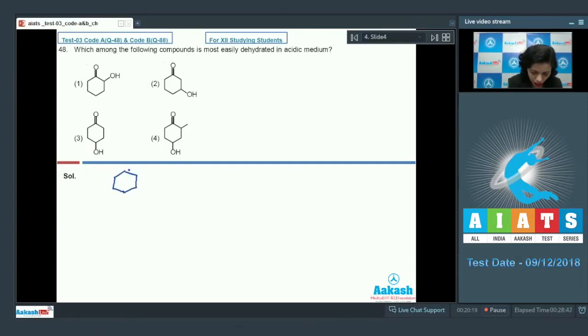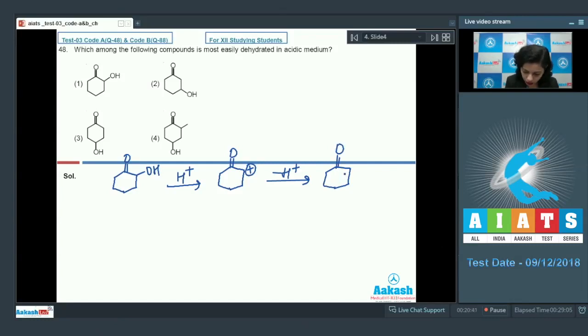So for the first option, this group is present at the second position. Now the acidic proton attacks this compound to form the carbocation. So I'm just forming the carbocation here. This is the carbocation. Further, removal of this proton forms an alkene, and it will result in the formation of this alkene.